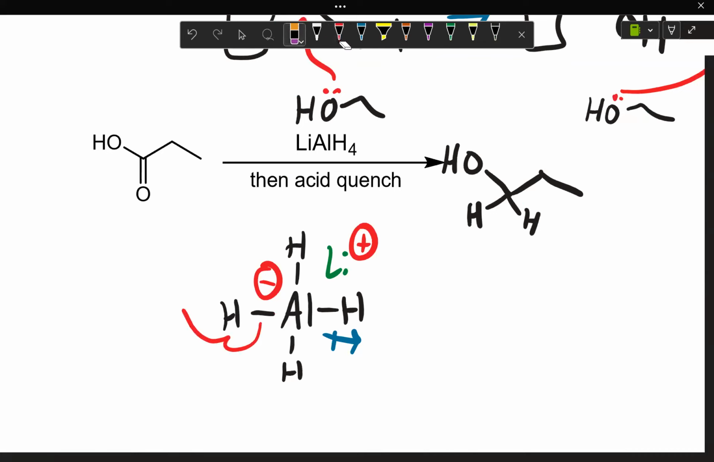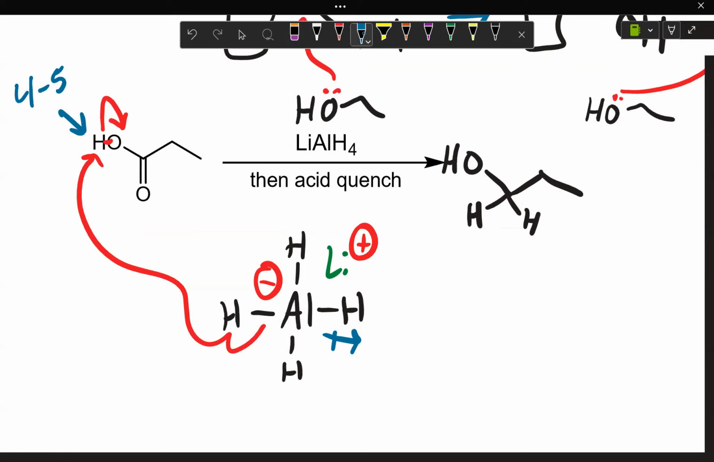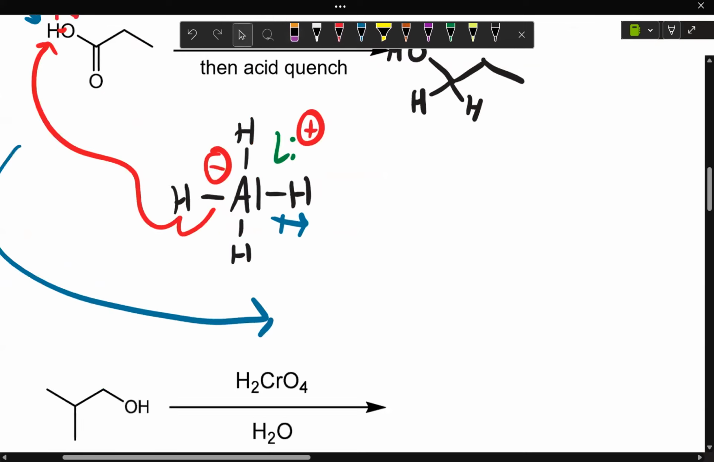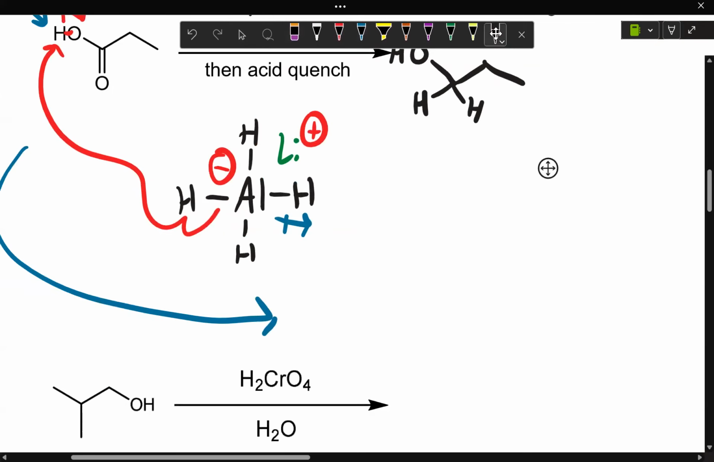Hydrogen is going to act as a nucleophile, but instead of hydrogen attacking the carbonyl right away, it's first going to take this hydrogen on the carboxylic acid. And the reason for that is that this hydrogen on the carboxylic acid is pretty acidic, has a pKa between 4 and 5. So a hydrogen is going to deprotonate the hydrogen on the carboxylic acid first to make H2 gas. I won't show H2 gas because in this class, we're not too worried about the byproducts. We're just worried about the major products.